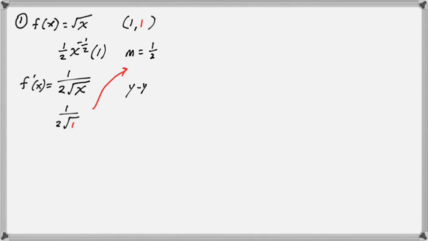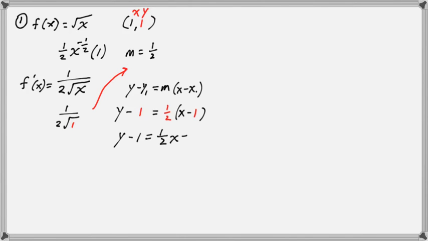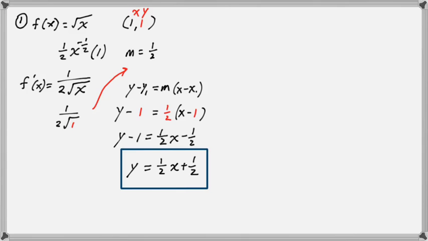Y minus the y value is equal to m times x minus the x value. So y minus, and we're going to fill into the point slope form. The y value is 1, the x value is 1, the slope is 1/2. Y minus 1 equals 1/2 x minus 1/2. Add 1, and you get y equals 1/2 x plus 1/2. That would be the equation of the tangent line for number 1.